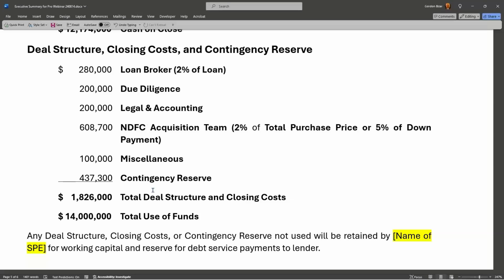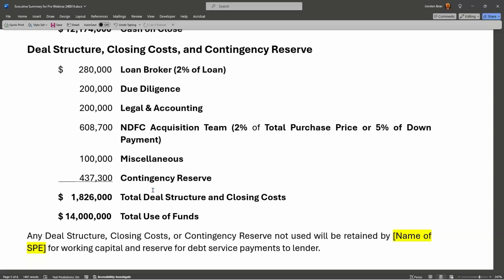And so 2% of the total purchase price or 5% of the down payment, those numbers are equal. In other words, 2% of the purchase price and 5% of the down payment are the same number, which comes out to $608,700. So that's what we're going to pay our team. That's why they work so hard to produce the great structure and strategy that you see here.